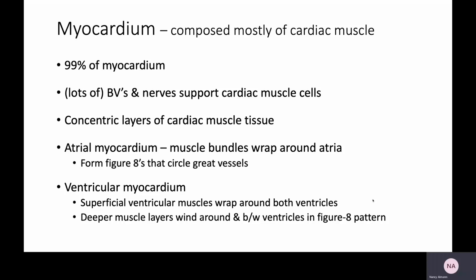The ventricular myocardium has 2 layers. There's going to be superficial ventricular muscles which wrap around both ventricles. And then there's going to be a deeper muscle layer that's going to wrap around the ventricles sort of in a figure 8 pattern. And those figure 8 patterns are going to help when you need to move blood out of the chambers when the heart is contracting.